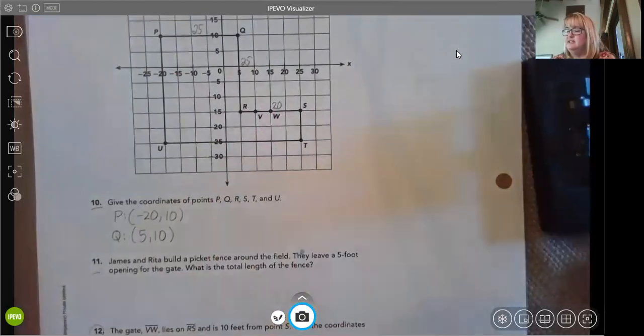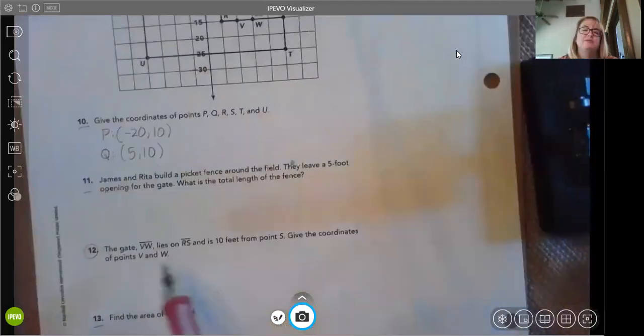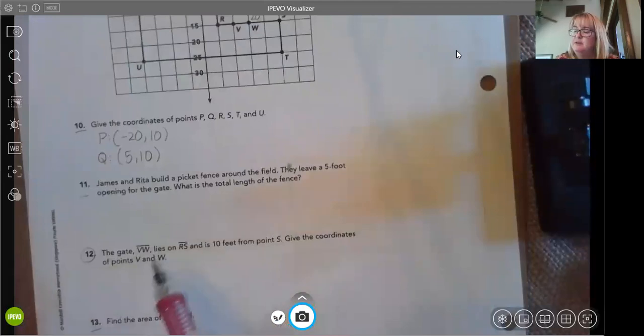All right, so you finish that one. 12, gate VW, that tells me we're going to call it VW, 2 new points, lies on RS and is 10 feet away from point S. Give the coordinates of V and W. I'm going to write V and W.